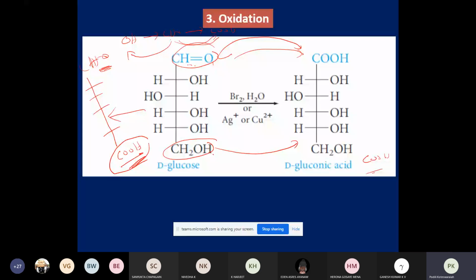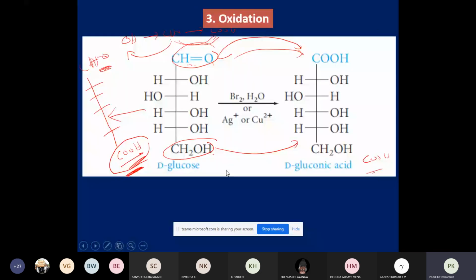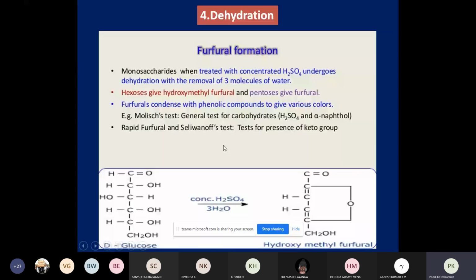And of course, these glucuronides or any other uronides have various functions in the cell, mainly in the removal of toxic substances, the xenobiotics. So this is about oxidation. In oxidation, sugars in the presence of a mild oxidizing agent, a strong oxidizing agent, and in the uronic acid pathway form gluconic acid, glucaric acid, and glucuronic acid, respectively. Then coming to the last reaction, that is the dehydration reaction.